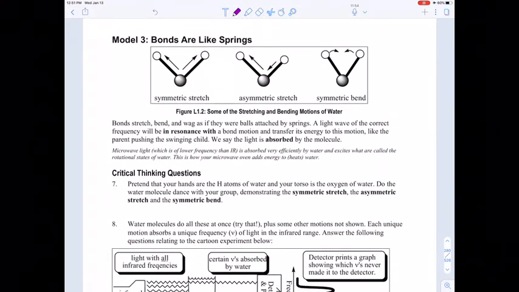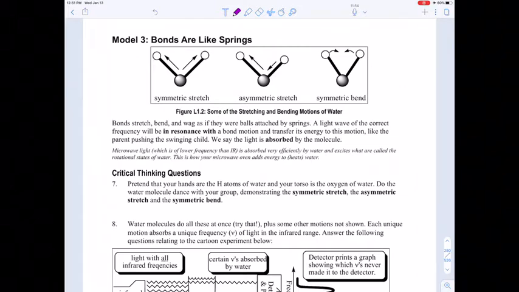Bonds in a compound, in a molecule, are like springs. Bonds stretch, bend, and wag as if they were balls attached to springs. A light wave of the correct frequency will be in resonance with a bond motion and transfers energy to this motion, like the parent pushing the swinging child. We say the light is absorbed by the molecule when that happens.